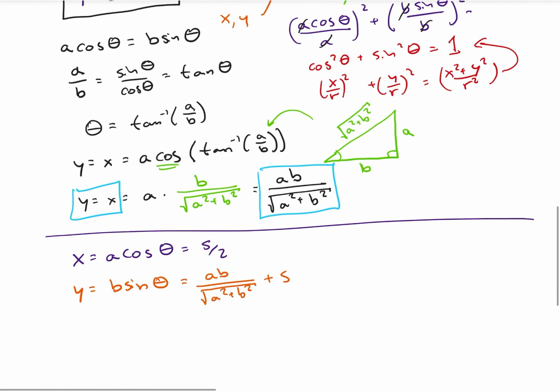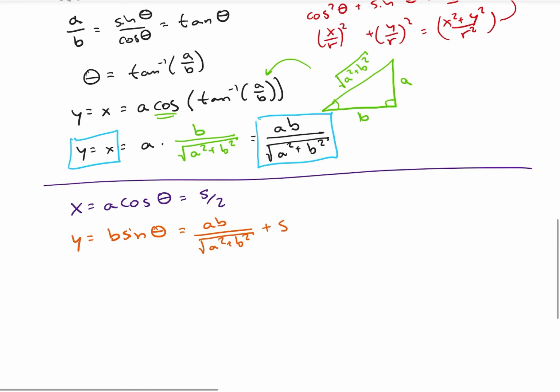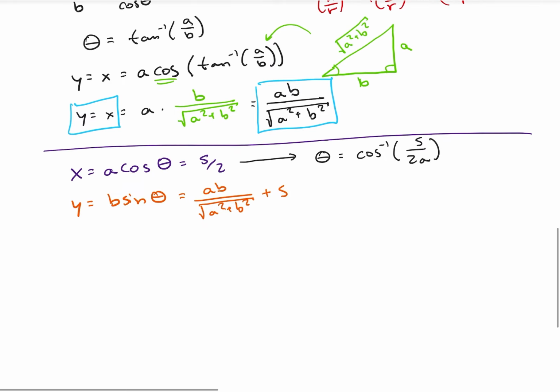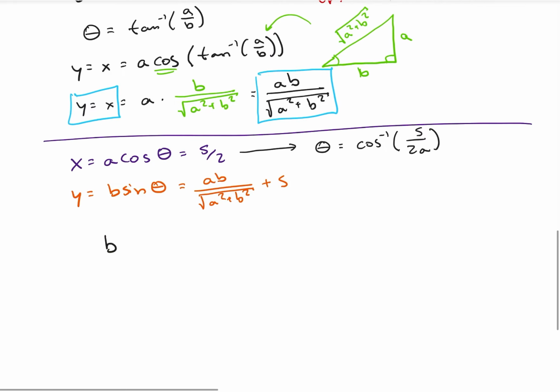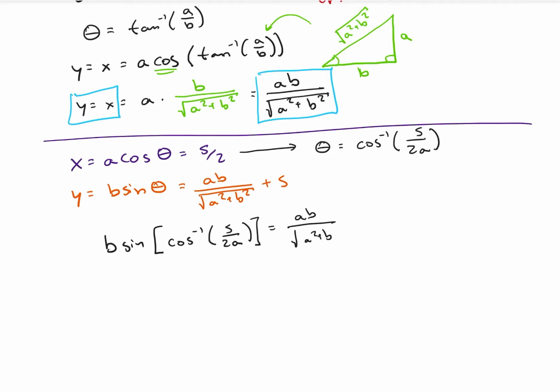Okay, so now we're going to use a similar solution technique as we did before. With this first equation, I have theta is going to be equal to the inverse cosine of s over 2a. And then I can go down here and I see that b sine of the inverse cosine of s over 2a is going to be equal to ab over the square root of a squared plus b squared, plus s.